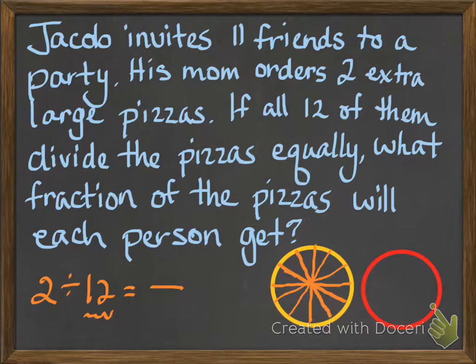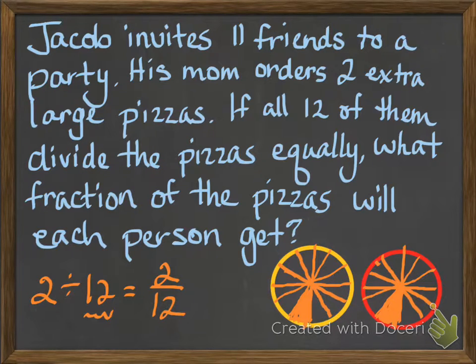Okay, so they cut this pizza into 12 pieces, and then they cut the second pizza into 12 pieces. And let's say Jacob's going to get his slice, so he gets one of these slices. And then he's going to take a slice from over here. So altogether, he has taken 2 out of 12 slices. He's taken 2/12 of the pizzas.